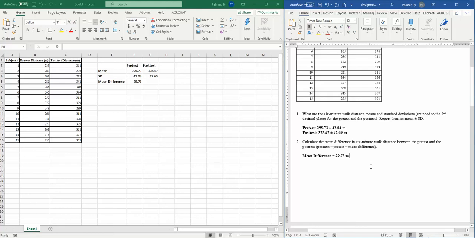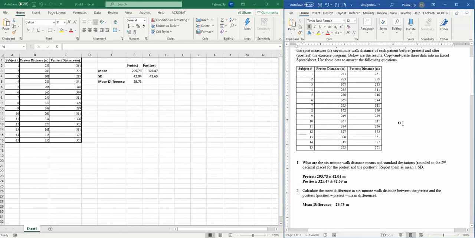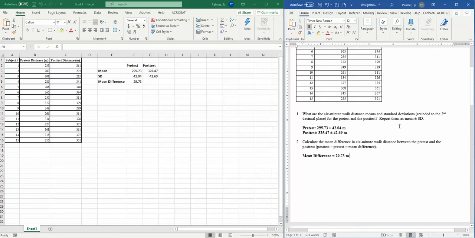What does that mean in the grand scheme of things? Well, that means that the exercise program that we're testing to see if it's effective or not did elicit an increase in 6-minute walk distance. It did. It elicited a positive increase. Because this value is positive, we know it's an increase of 29.73 meters from the pre-test to the post-test.